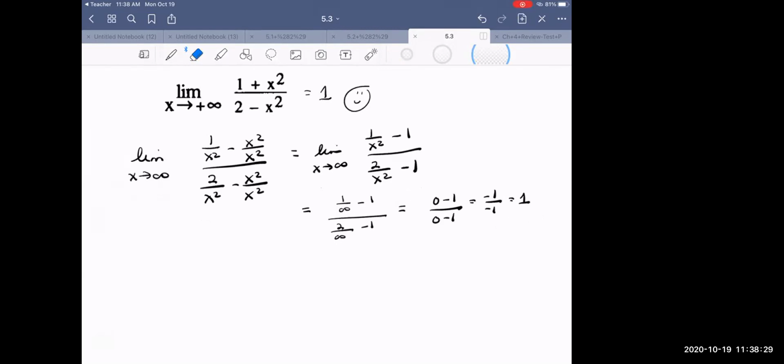Next. Miss Wilson, in the first step, you did 1 over x squared minus x squared over x squared, but the numerator is 1. Oh, sorry. I didn't mean to do that. Hang on. I want my pen. There, right? Is that where I goofed? Yeah. Okay, so we have 1 over negative 1, so it's negative 1. Capiche?